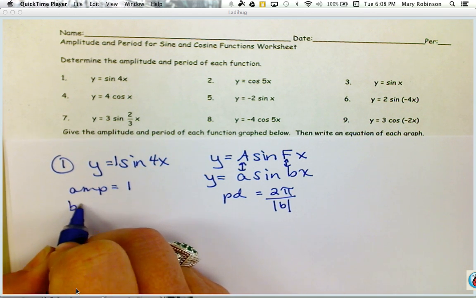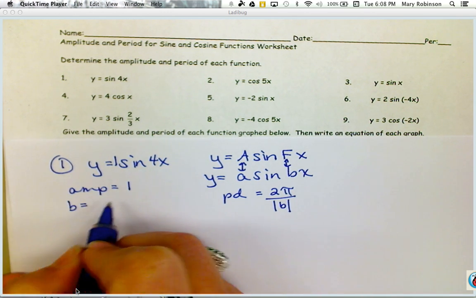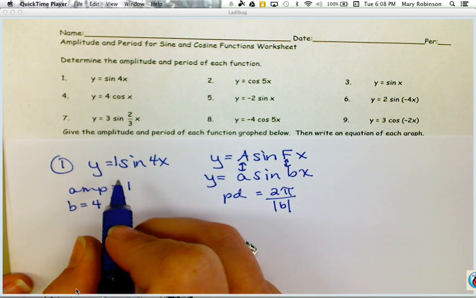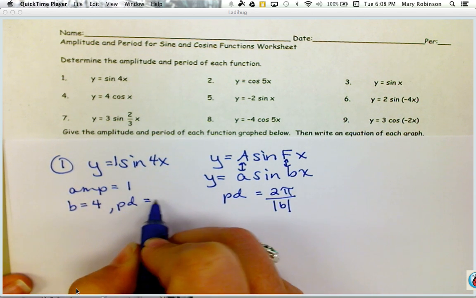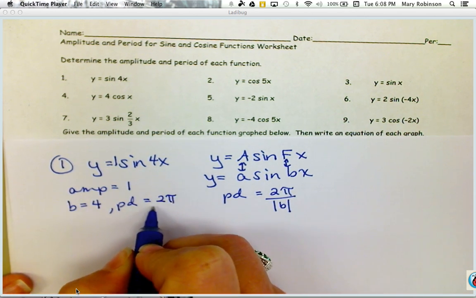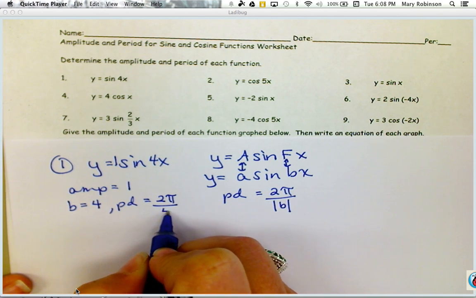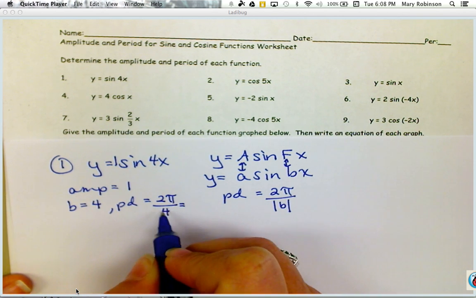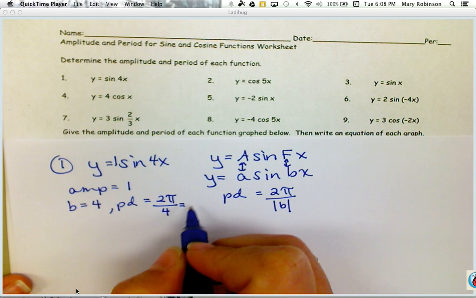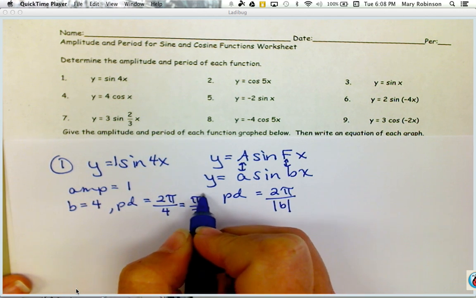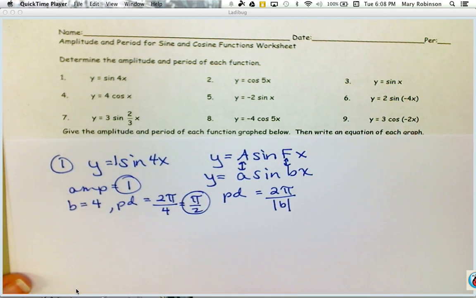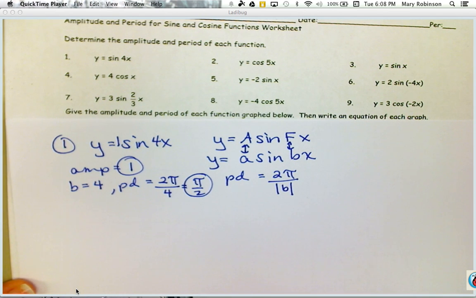To find my period, I need my b value. So I'm going to state here that my b is 4. So my period is 2 pi divided by the absolute value of 4, which is 4. When we simplify, reduce 2 over 4, and we get pi over 2. So my amplitude is 1 and my period is pi over 2.